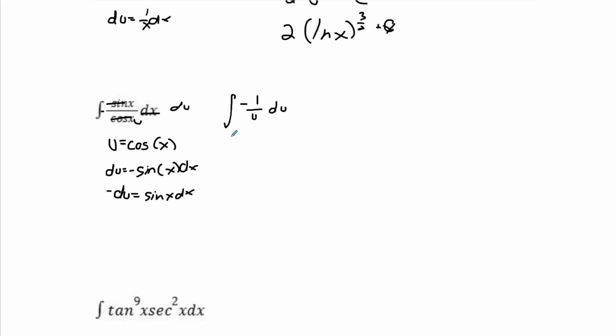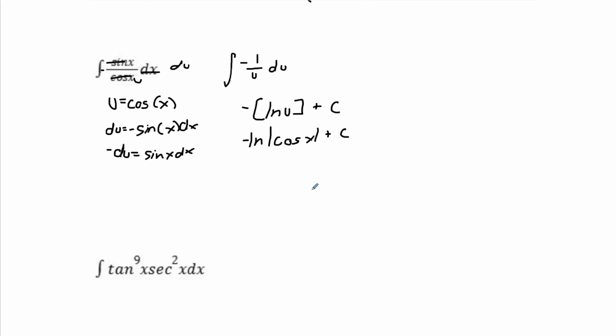So what would this be? Well, what's the integral of 1 over u? It's just ln of u, right? So it's going to be negative ln of u. Then we could have a plus c. The plus c can go on the outside because if we put it on the inside, we're going to have negative c. That's still just c, right? It's just some constant that we don't know. So we're going to have negative ln of cosine of x, right, plus c.